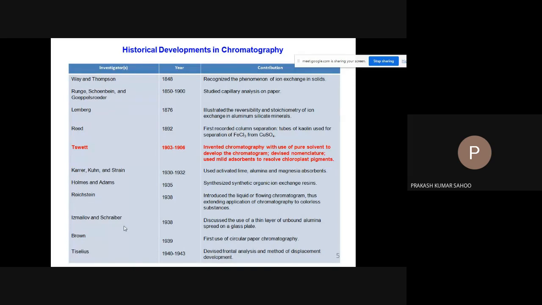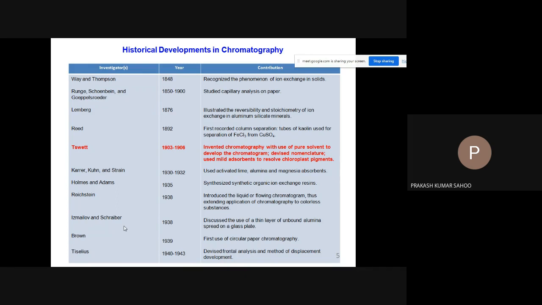And in the last class, we have already shown the example and the mechanism of chromatography, where there are two phases. One is the stationary phase, which is generally a solid or liquid medium, and the other is the mobile phase, which may be liquid or gas. So there are two phases. This is very important: one is the stationary phase, and the other is the mobile phase.